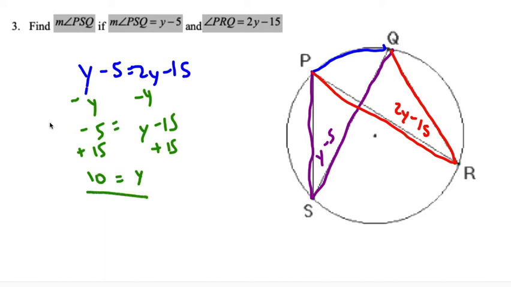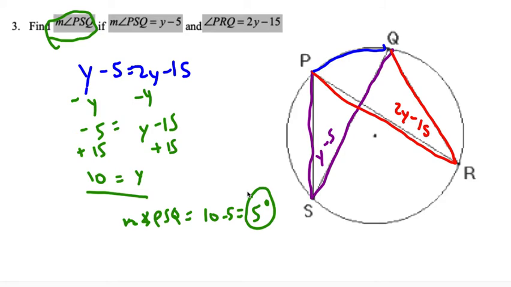Now before you take a victory lap, read the question. Find the measure of angle PSQ. You just found y, which is not the measure of angle PSQ. PSQ is y minus 5, which means that the measure of angle PSQ, your actual answer, is equal to y minus 5, or 10 minus 5, break out those fingers, 5 degrees. That's it.